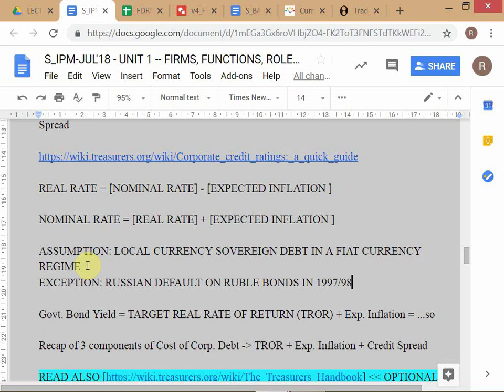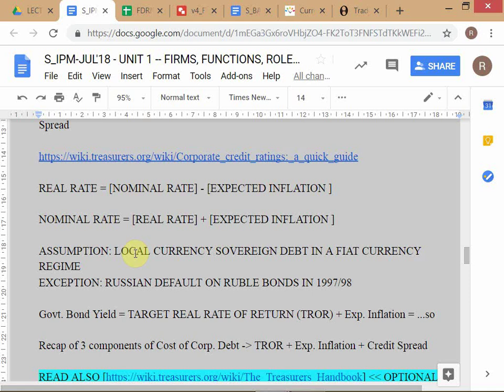Ruble is the Russian currency. So this is local currency. There's a very high-profile case where this assumption did not hold. The Russian government had issued a lot of bonds in rubles, local currency debt. The Russians could have just printed more rubles, and they also had a fiat currency regime. The central bank could have just printed more rubles, but they chose to default on the debt. So this is an exception to this rule, but in general we assume that local currency sovereign debt is risk free.